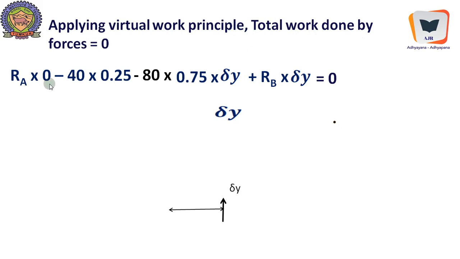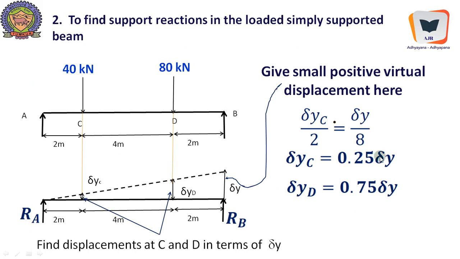RA into 0, because the support A has not undergone any virtual displacement, minus 40. This minus 40 comes from the fact that the load is acting vertically down, but while this is positive, 0.25 del y, and minus 80 into 0.75 del y, and this is RB into del y equal to 0. RB into del y we have just induced, and here we have computed the values of del yc, del yd as a function of del y. So this is minus 40 into this value, minus 80 into this value.